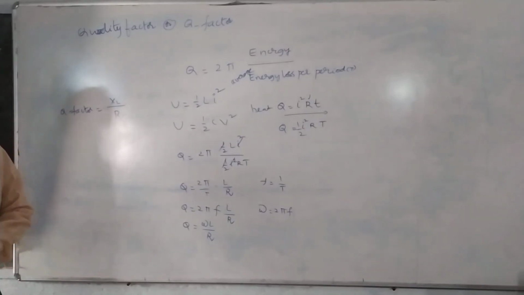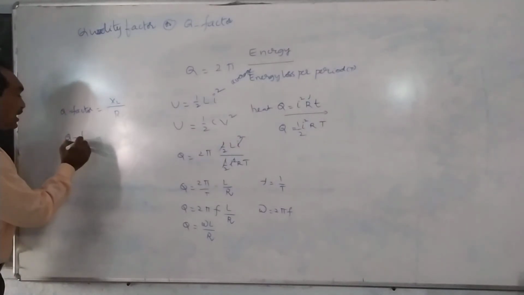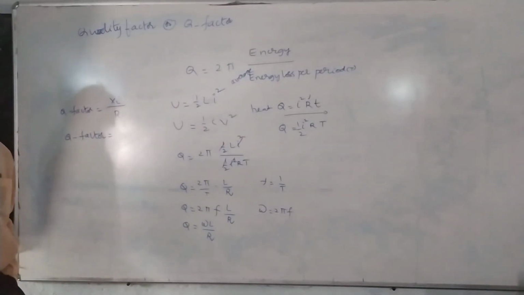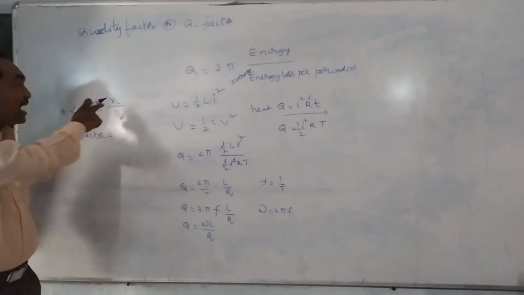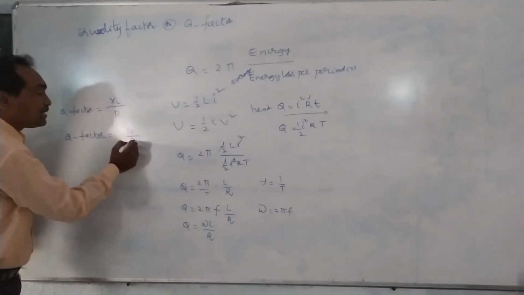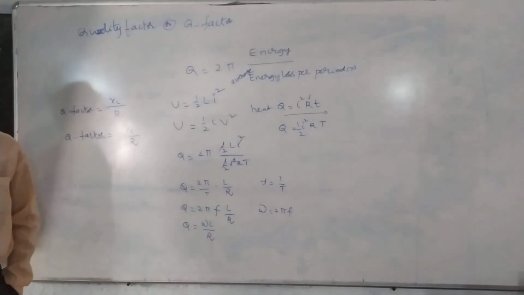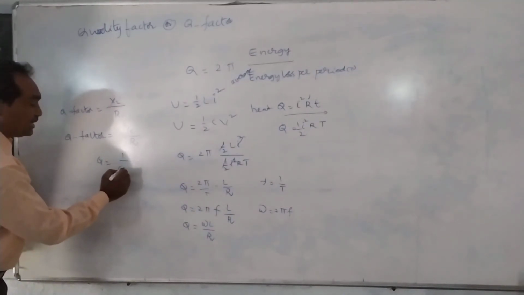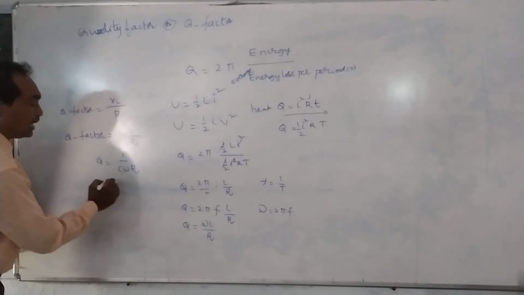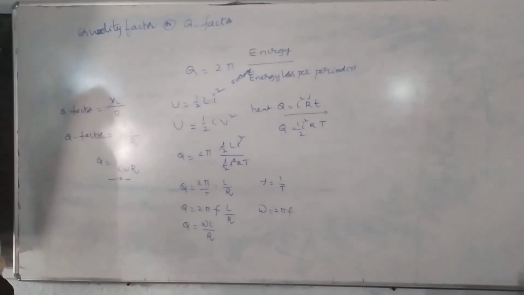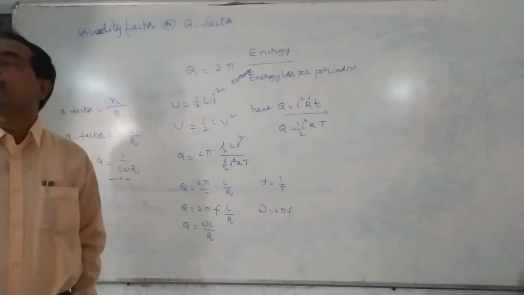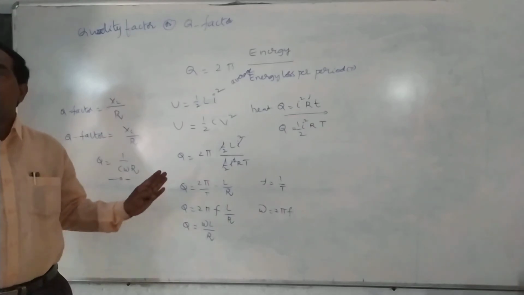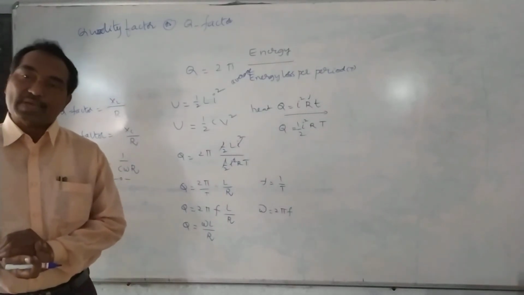Similarly, what is the quality factor in case of an electric field, that is, in case of a capacitor? Capacitive reactance by resistance R. What is capacitive reactance? 1 by C omega. So it is 1 by C omega R. This is the quality factor in case of an electric field or in case of a capacitor. So this is about the analysis of the quality factor. Thank you.